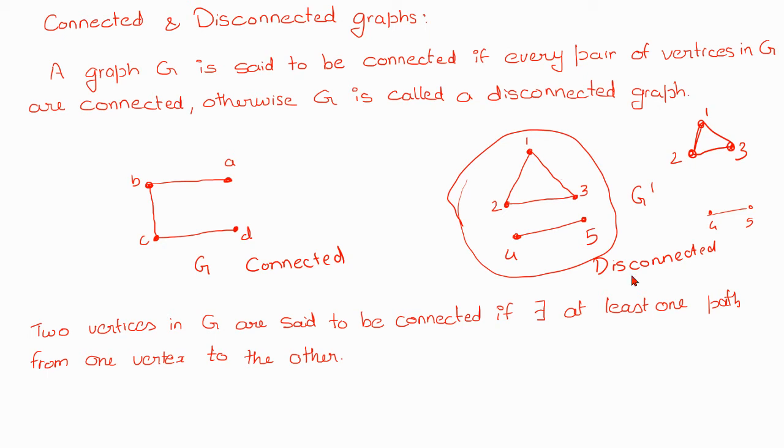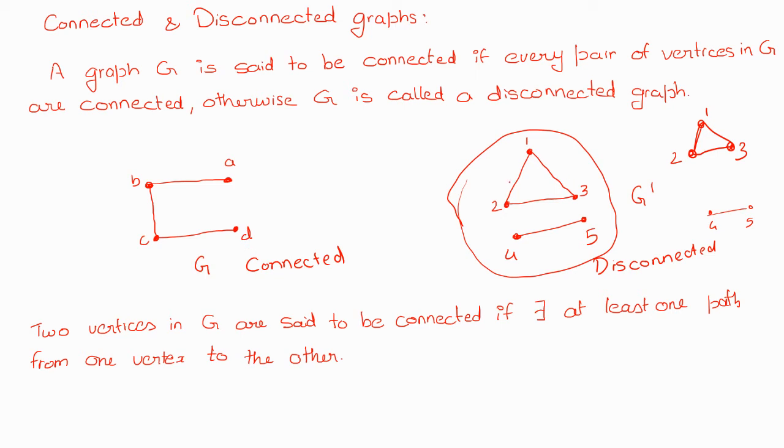Now, two vertices in G are said to be connected if there exists at least one path from one vertex to the other. Similarly, in this case, A and D are connected because there exists a path between A and D. That is, you can go from A to B, B to C, and C to D. Therefore, we can say that A and D are connected, although there is no direct connection between them. Similarly, B and D are also connected because from B you can go to C, and from C you can go to D.